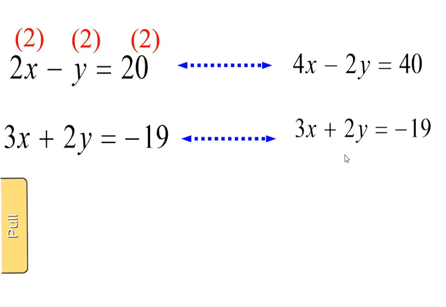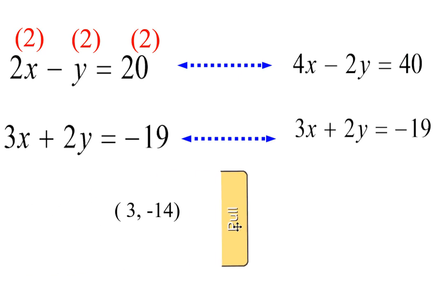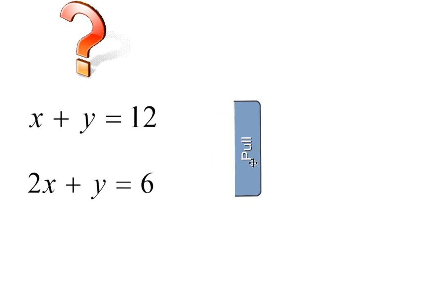Go ahead and finish solving for this. Pause the video. Welcome back. When you solve for this, you'll end up with the point 3, -14. That is where these two lines will cross. Here's another system that we can look at. x plus y equals 12 and 2x plus y equals 6.